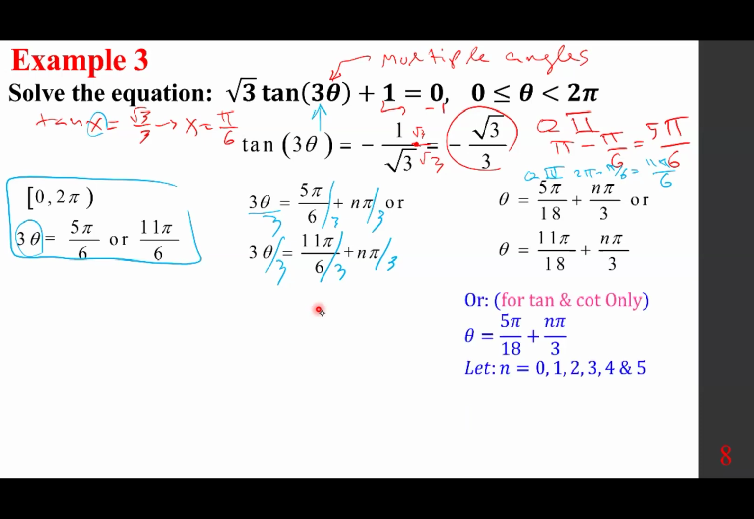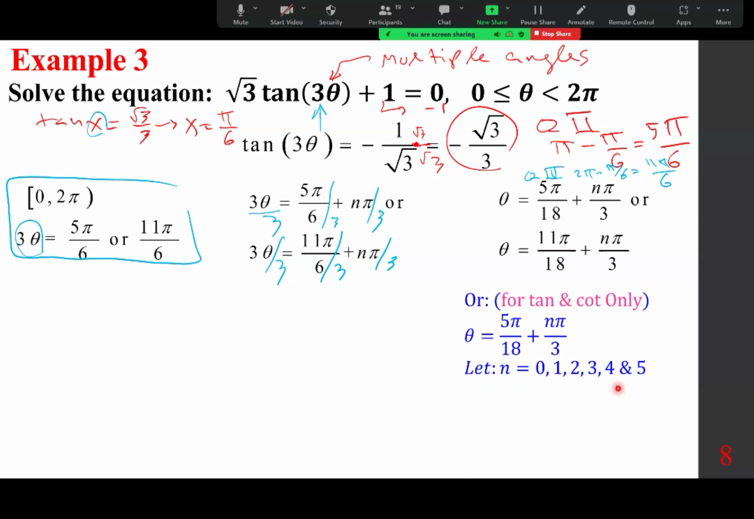The period for tangent and cotangent is pi, so the easiest way is to go with that and choose n from 0 to 5. Why is that? Because this is 3. In the case of a tangent and cotangent, 2 times 3 minus 1. If it was, let's say, 2 times 2 minus 1, okay? But you start from 0.